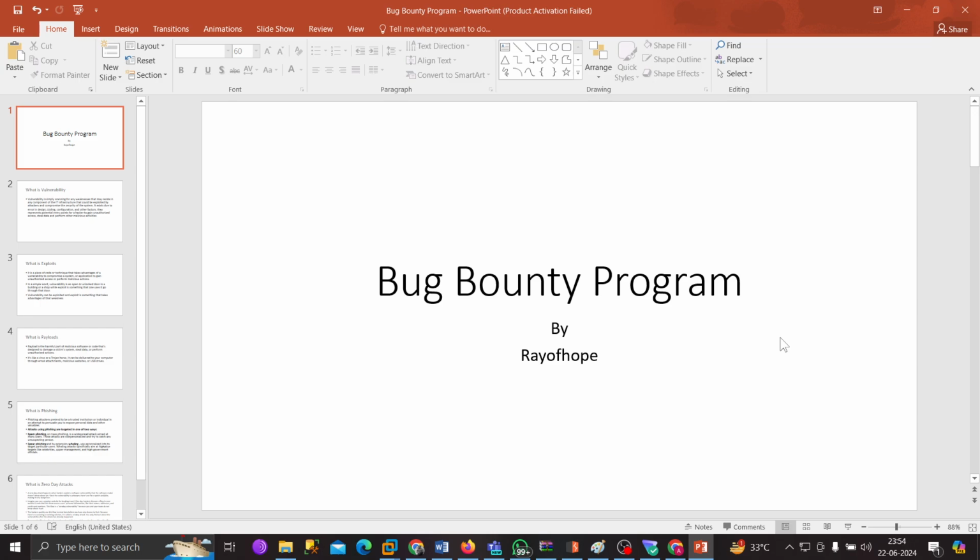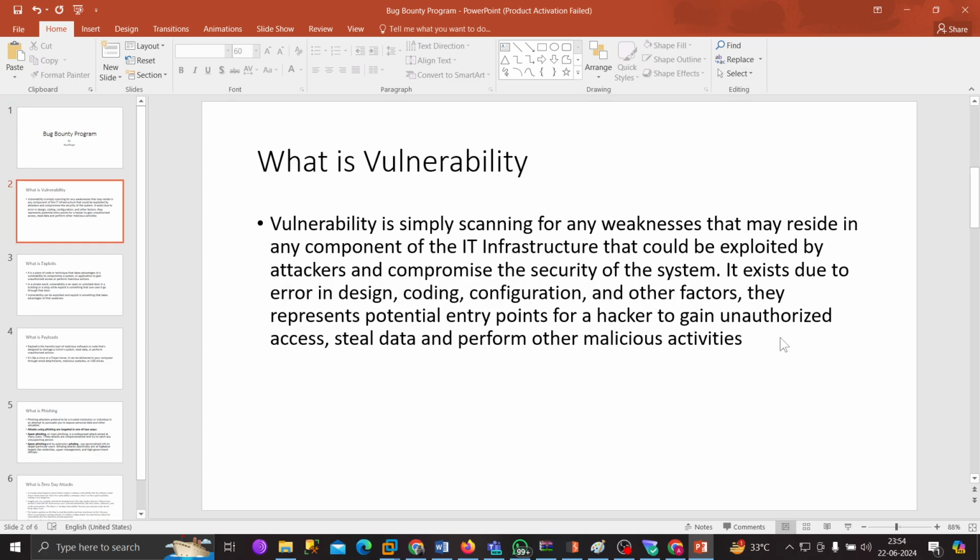Where we will be covering each and every aspect about bug bounty, from the theory to the practical, and doing live bug bounty on Bugcrowd as well as HackerOne, right? So let's go ahead. Basically, when I talk about bug bounty, the first important thing is vulnerability.